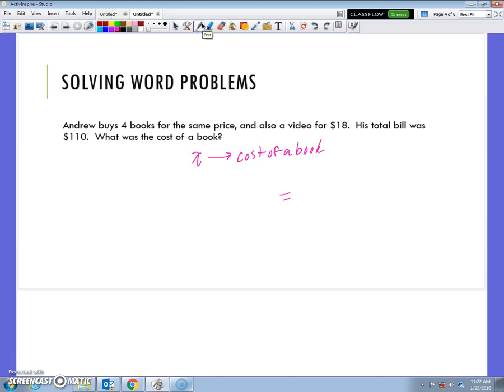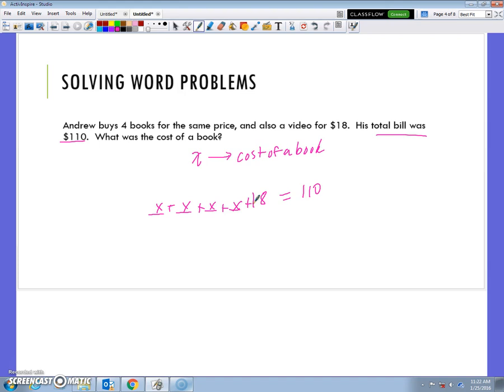The total cost was $110. Total bill was $110. But I do know that I did have one specific purchase that was $18. And so that leaves me with however much 4 books cost. Now I could write however much, x, it costs for each book. Since it's the same, I can use the same variable, x plus x plus x plus x plus the 18 has to equal the 110.